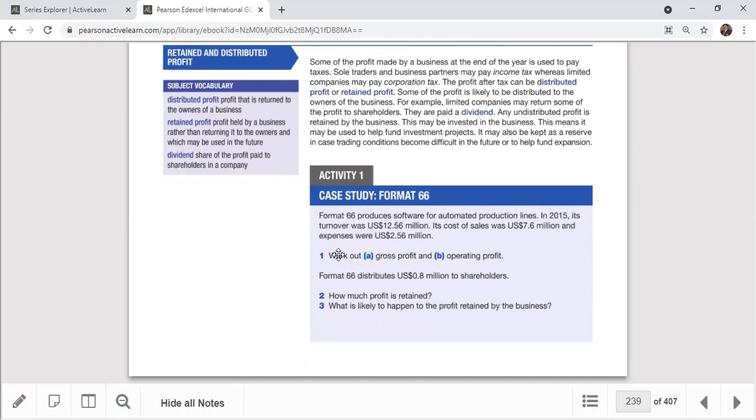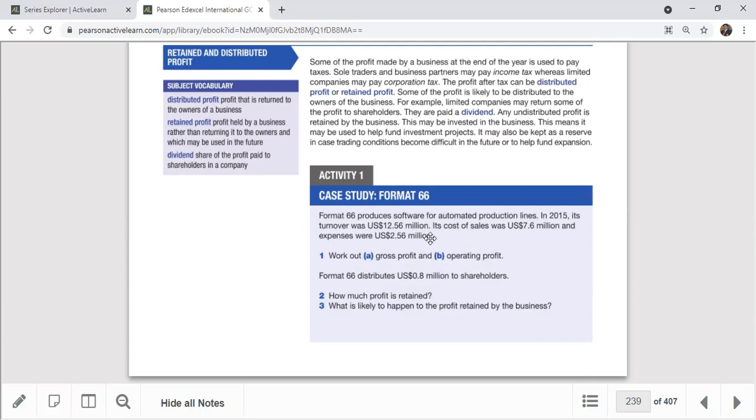They are asking to work out the gross profit and the operating profit. In this case, you can see 2015, the turnover is 12.56 million, and the cost of sales 7.6 million. So the difference between selling price revenue and the cost of sales is gross profit. Gross profit here I can calculate: 12.56 minus 7.6. The answer is 4.96 million gross profit.